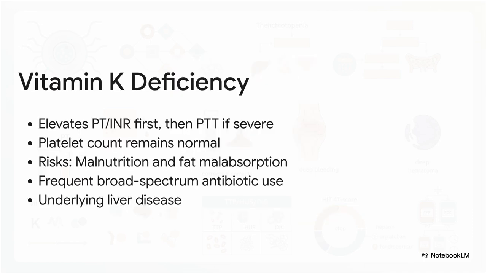So, what if you see an isolated prolonged PT and INR? That strongly points to vitamin K deficiency. This is usually driven by malnutrition, fat malabsorption, underlying liver disease, or giving flora-depleting broad-spectrum antibiotics. The platelets will be normal.